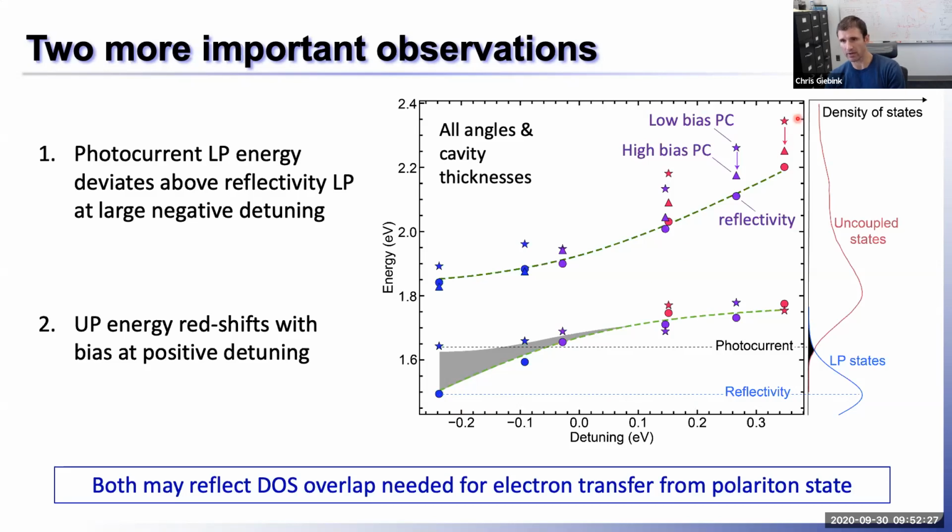So I think there's something very similar happening here. It has to do with the overlap between the upper polariton and essentially uncoupled states at higher energy that's governing what we're seeing up there.